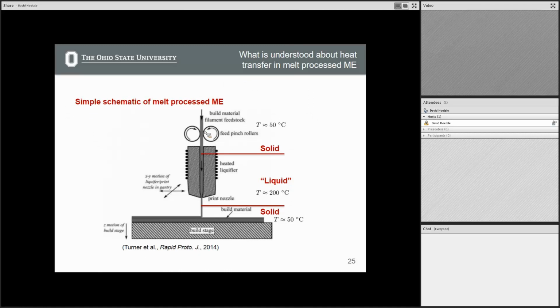And for most of these systems, they have these pinch rollers, and these rollers just grip onto the side of this filament, and then they drive it into this liquefier. The liquefier is basically just a resistive heat source. And these are oftentimes temperature controlled, so this has feedback loops that keep a certain temperature in this.